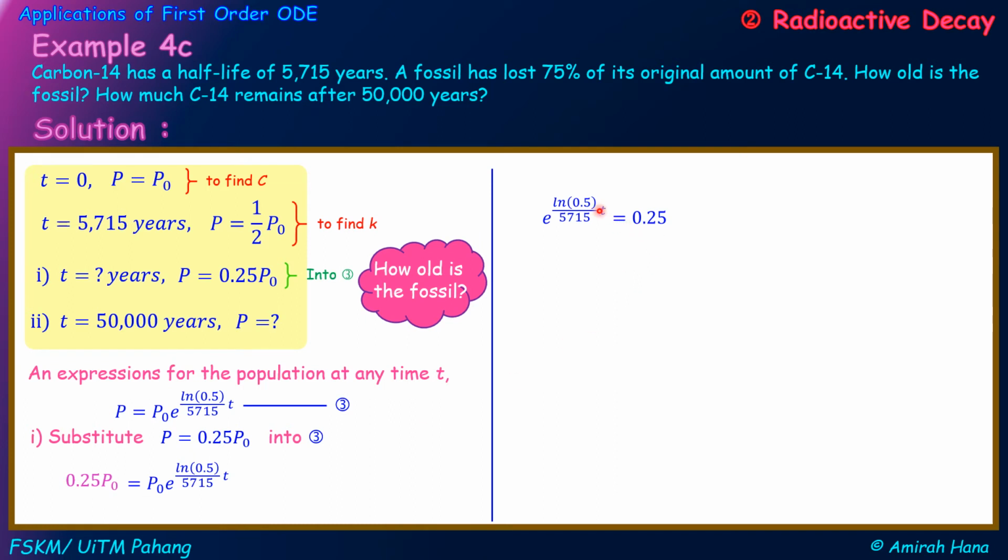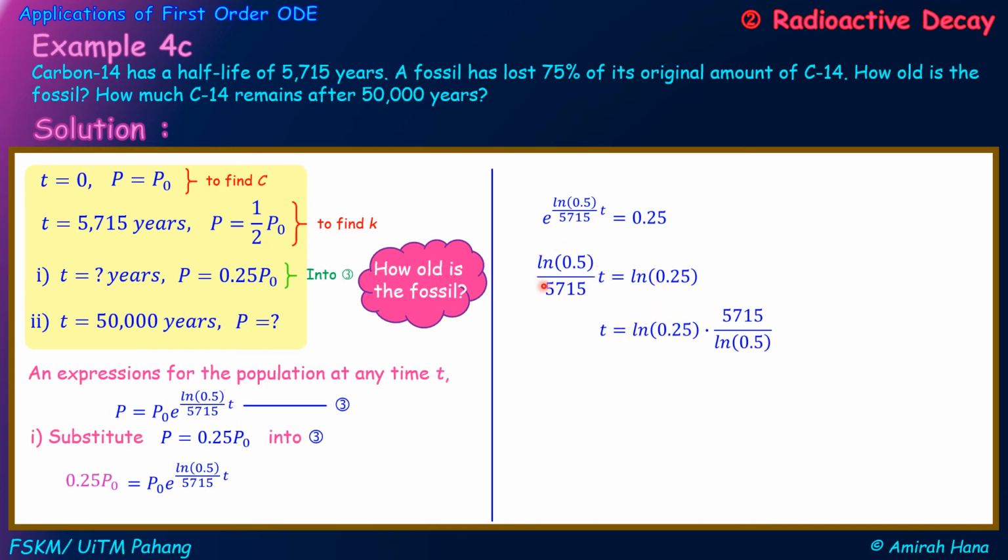Alright. Now we want to find t. So we need to write t as the subject. We need to move e to the right hand side. So from e here, when we move to the right hand side, on the left hand side we get ln 0.5 over 5715 t equals ln, when we move e to the right hand side we get ln here and then 0.25. Alright. Then t equals ln 0.25.